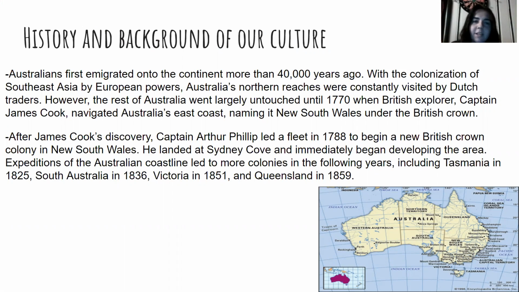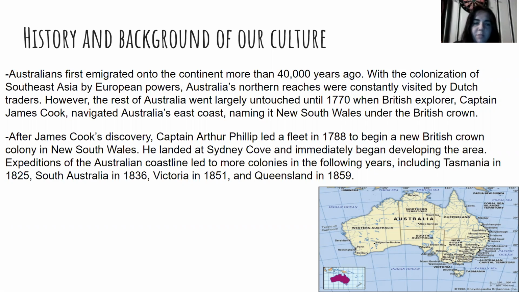So, going over the history and background of Australia, Australians first immigrated onto the continent more than 40,000 years ago, with the colonization of Southeast Asia by European powers. Australia's northern reaches were constantly visited by Dutch traders. However, the rest of Australia went largely untouched until 1770, when British explorer Captain James Cook navigated Australia's east coast, naming it New South Wales under the British Crown.